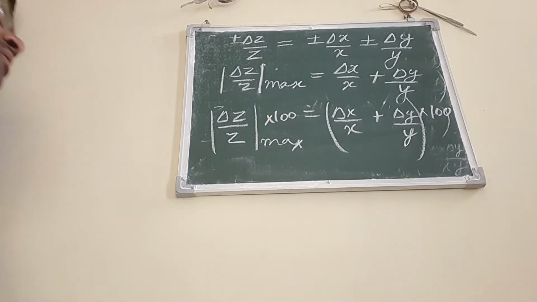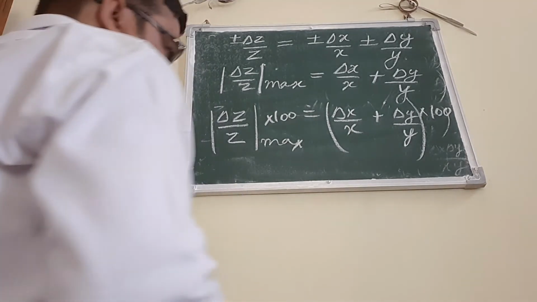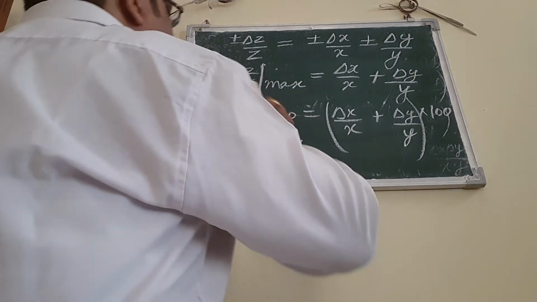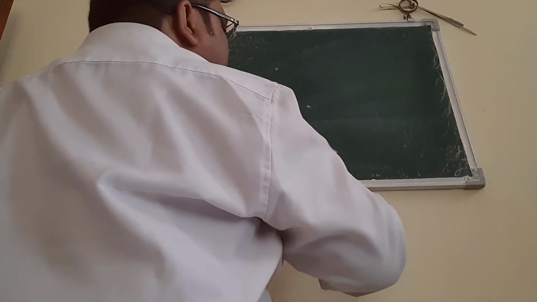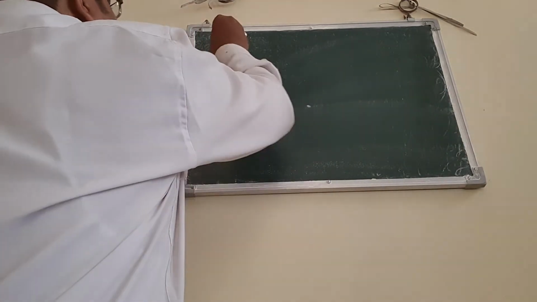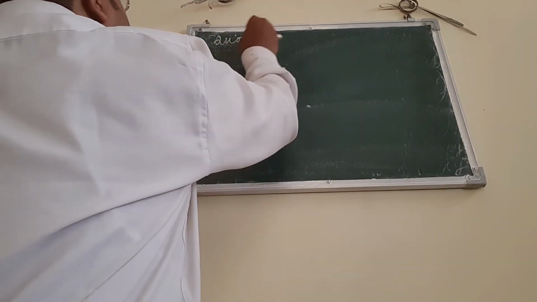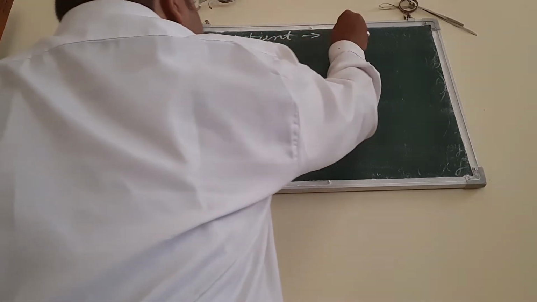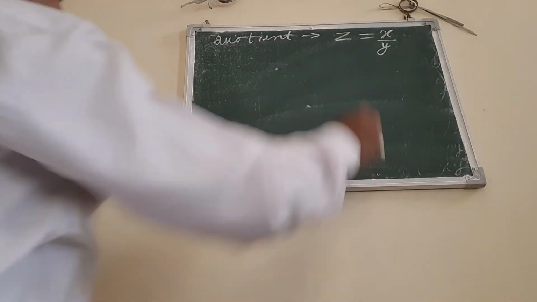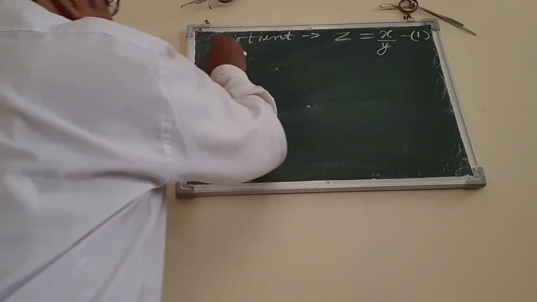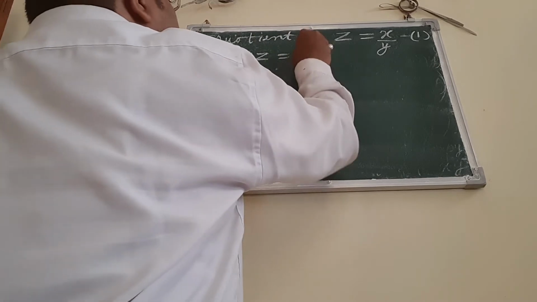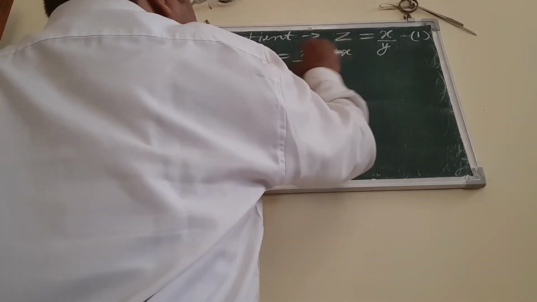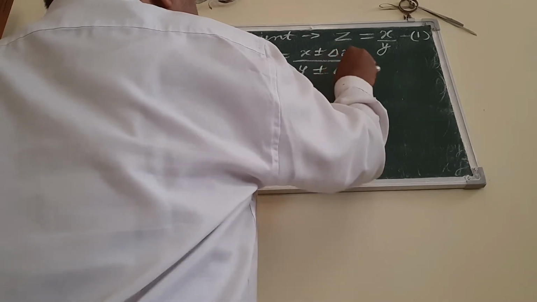Now we are going to find the expression for the quotient, when the two quantities are divided. So I am rubbing the board to find it for the quotient. So suppose two quantities x and y are divided, z is equal to x upon y. This is our first equation. Now applying the limiting errors, z plus minus delta z is equal to x plus minus delta x upon y plus minus delta y.